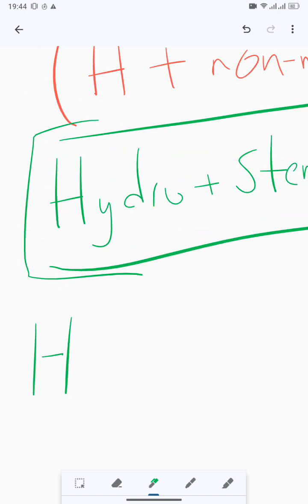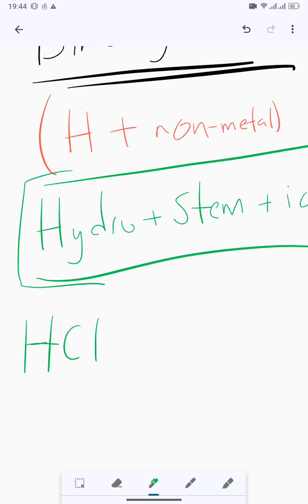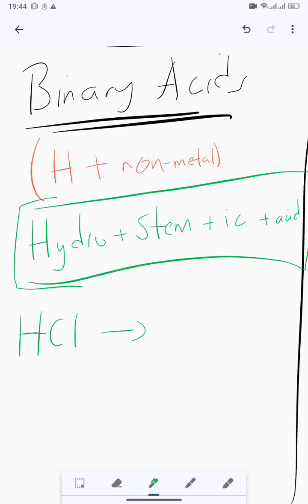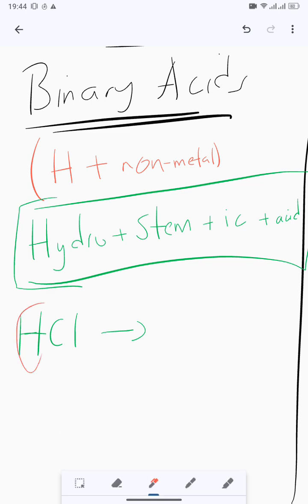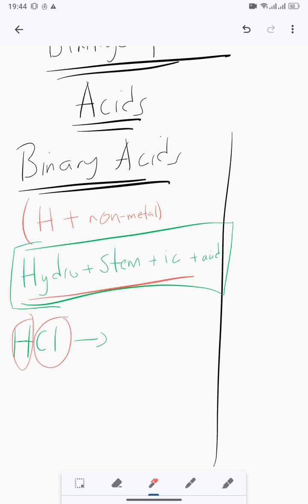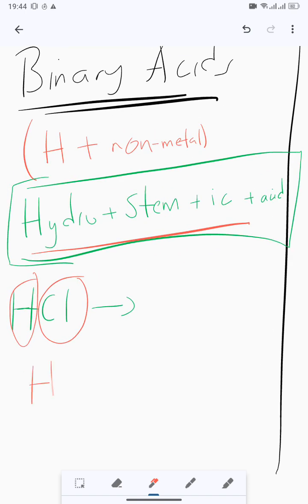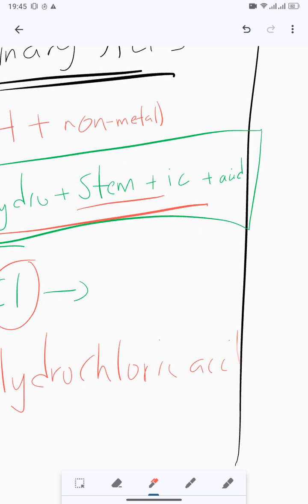So common acids, HCl. Sorry for the delay, HCl. So how will you name this? Since we can see that this is the H and then this is the nonmetal, we know that this is a binary acid, so I should follow this. I start by simply saying hydro, and then the stem of the nonmetal plus ic, and that's chloric. Then I add acid at the end.